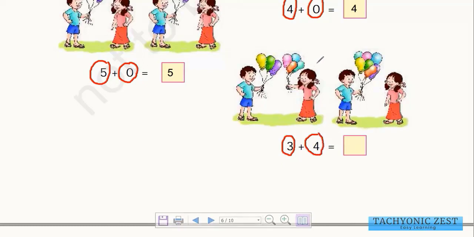So now the girl gives all her balloons to the boy. So if the girl gave all her balloons to the boy, then how many balloons does the boy have? So let us count 1, 2, 3, 4, 5, 6, 7. So the boy has now total 7 balloons. So the answer for this question is 7.